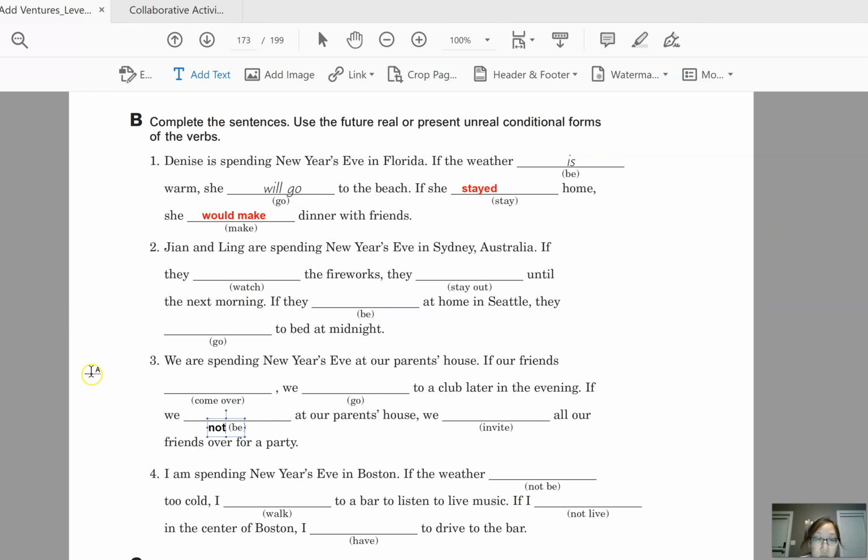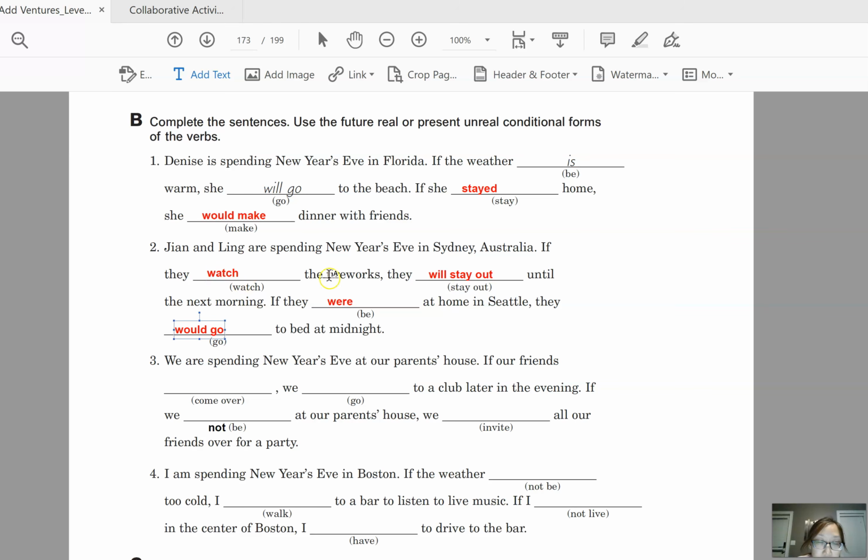Okay, so let's look at number 2. Jian and Ling are spending New Year's Eve in Sydney, Australia. If they watch the fireworks, they will stay out. They will stay out until the next morning. If they were at home in Seattle, they would go to bed at midnight.